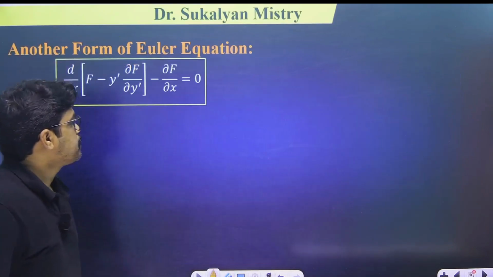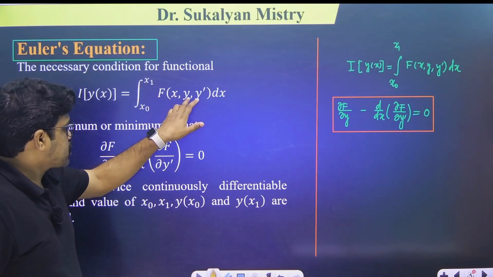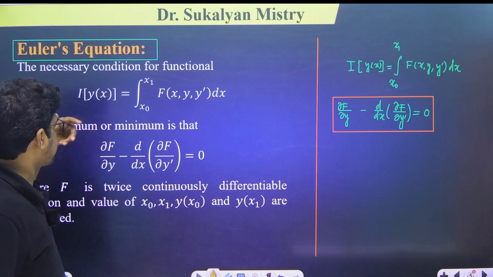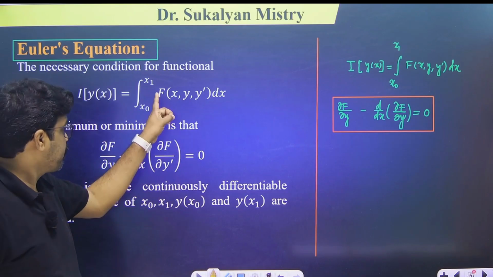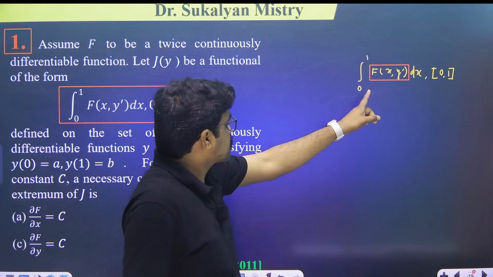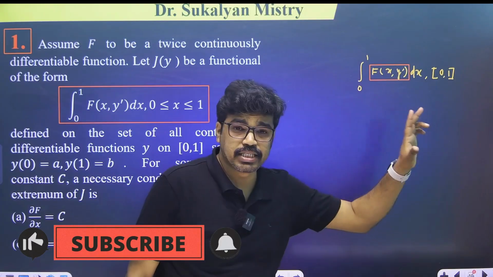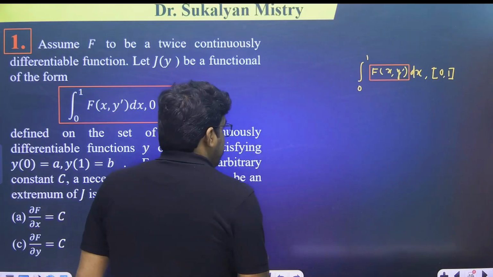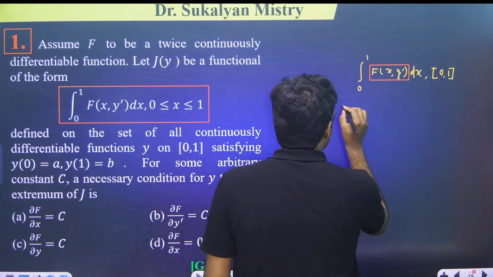Just see, integral from x0 to x1, f is a function of x, y, y dashed, where y dashed means dy/dx. Then it will be maximum or minimum if del f/del y minus d/dx of del f/del y dashed is equal to 0. F is a function of x, y, y dashed. So here f is a function of only x and y dashed. So y is absent. That means f is independent of y. Okay, clear?